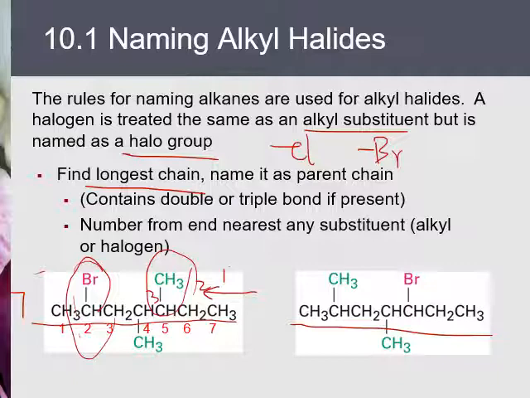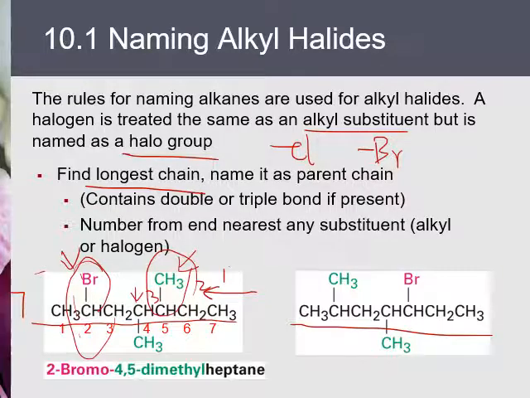And the molecule should be called 2-bromo. Okay, bromine is number 2, and you have 2 methyls, one is number 4, one is number 5. So 4,5-dimethylheptane. Okay, 2-bromo-4,5-dimethylheptane. Note that we use a hyphen in between these numbers.